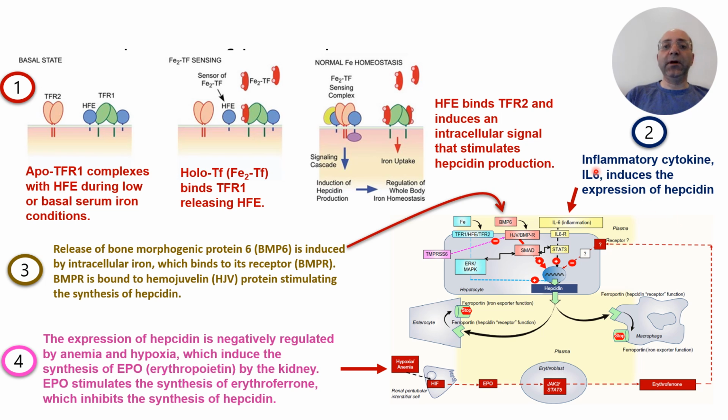لما يكون عندنا release of inflammatory cytokines، لما يكون في عندنا inflammation راح يصير في production and release of interleukin 6, and interleukin 6 binds to its own receptor, and it sends a signal to produce more hepcidin.